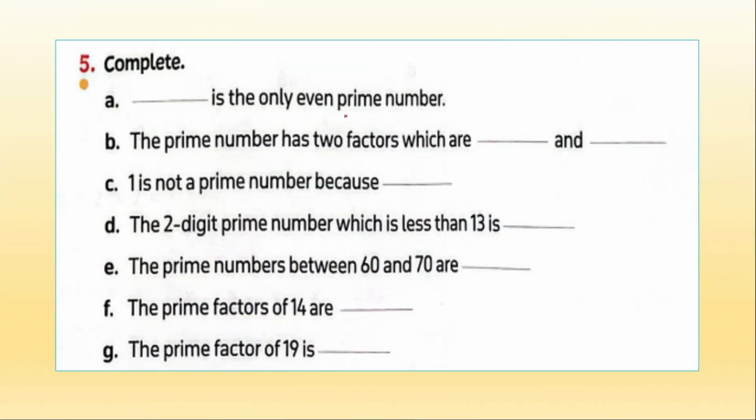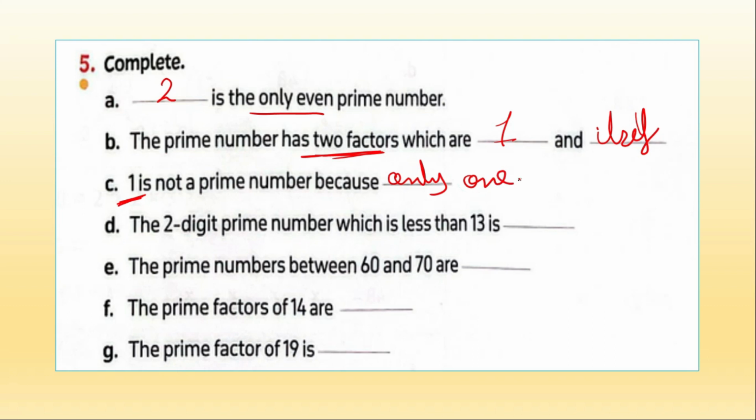The only even prime number is 2. Can you remember? The next question: a prime number has 2 factors, which are 1 and itself. Okay, 1 is not a prime number because it has only 1 factor.